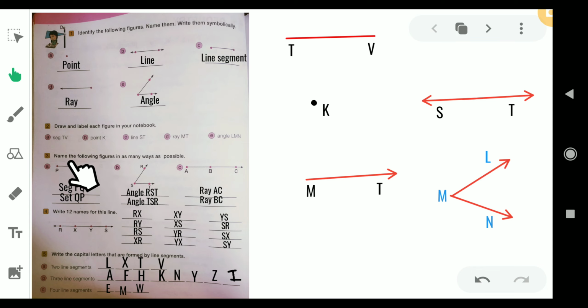Next question. Name the following figures in as many ways as possible.